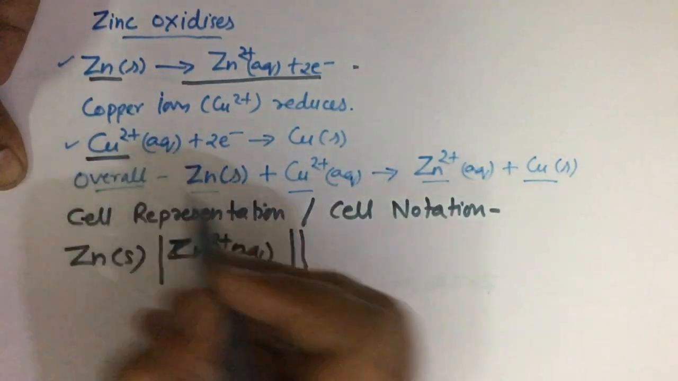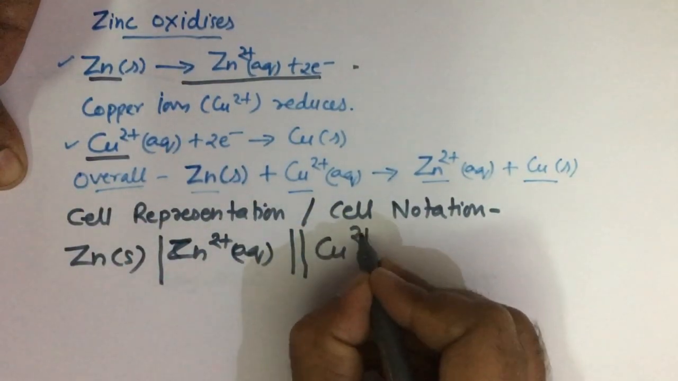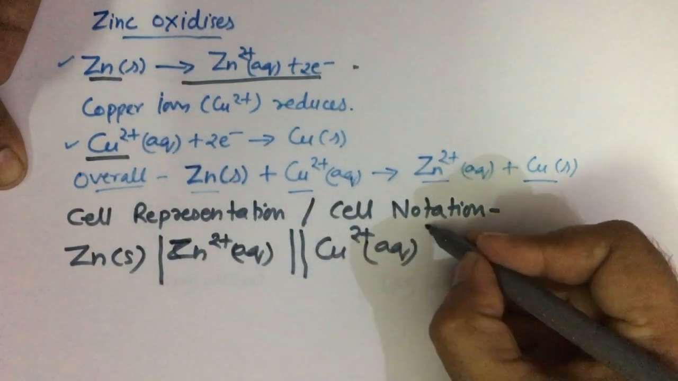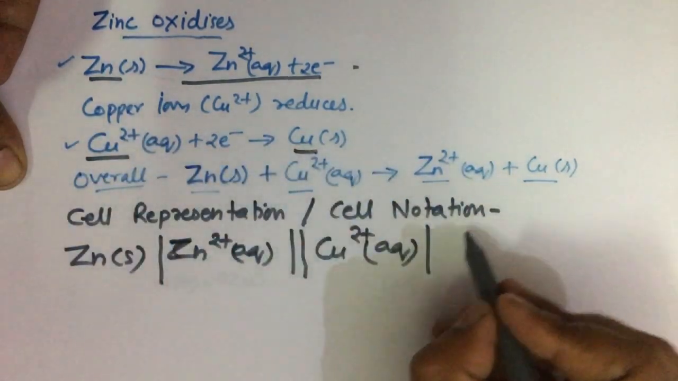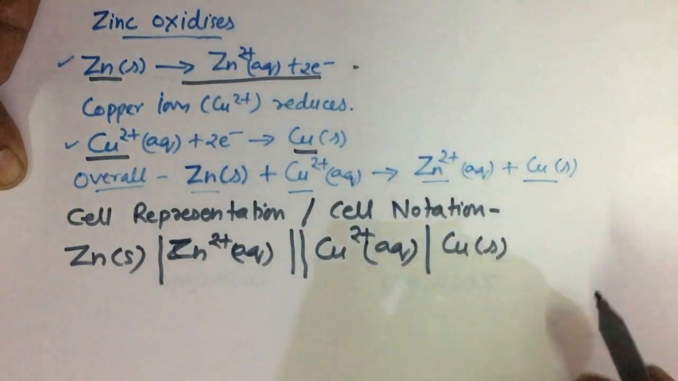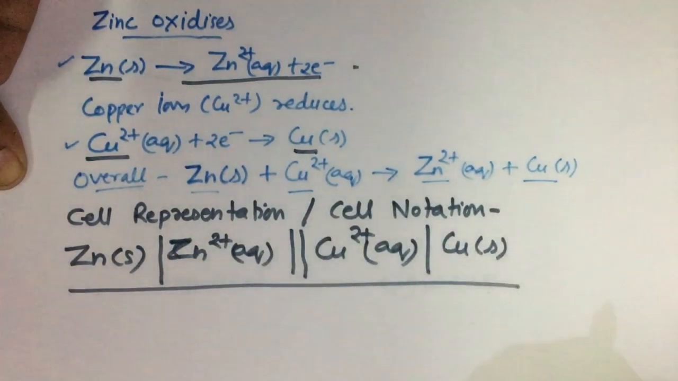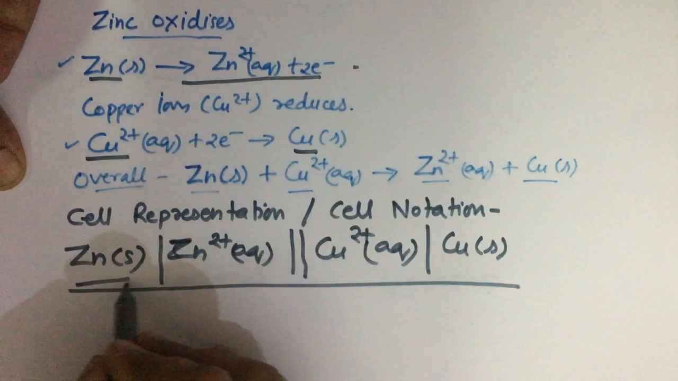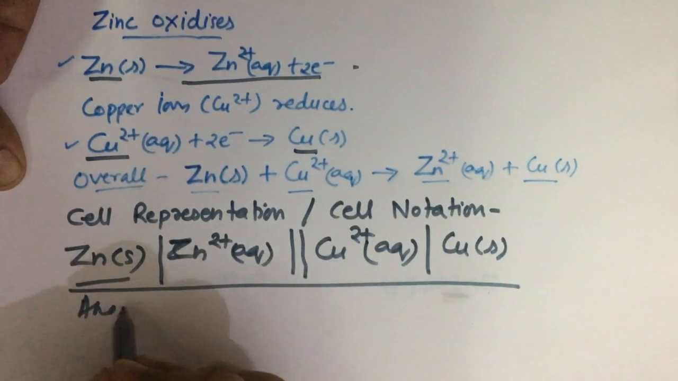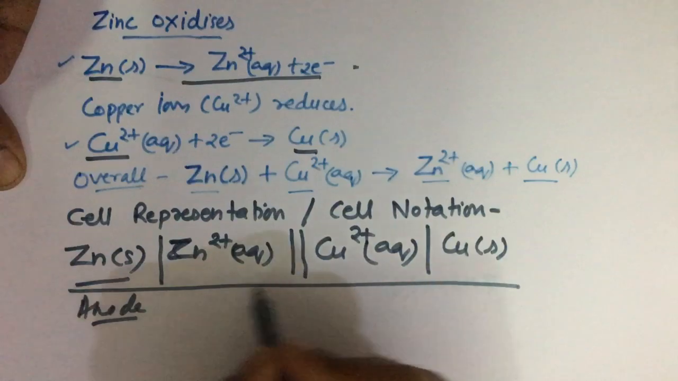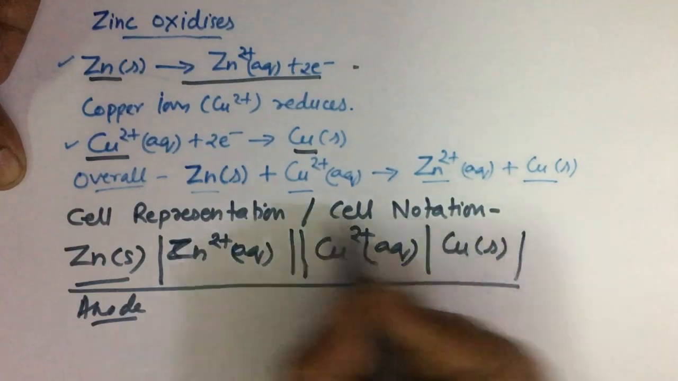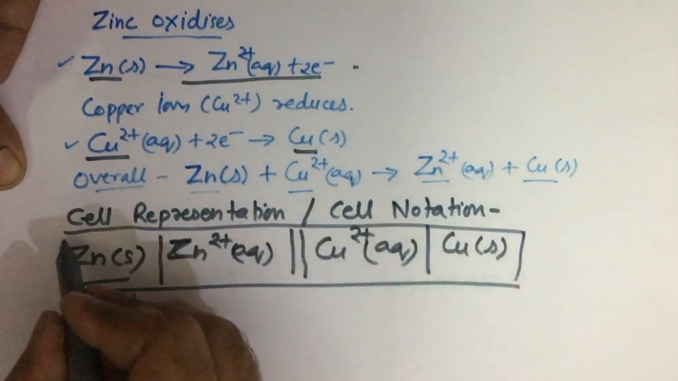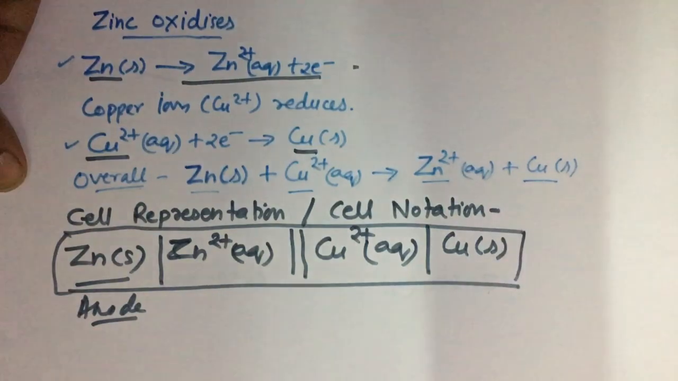It starts from copper 2 positive ion, Cu2 positive ion. Then we write a vertical line and it is reduced to copper Cu solid. So this is the cell representation or cell notation. Start with zinc, which is the anode, dipped in anodic electrolyte, then cathodic electrolyte, and then cathode. So this is how we can represent the cell without drawing the actual diagram of the cell.